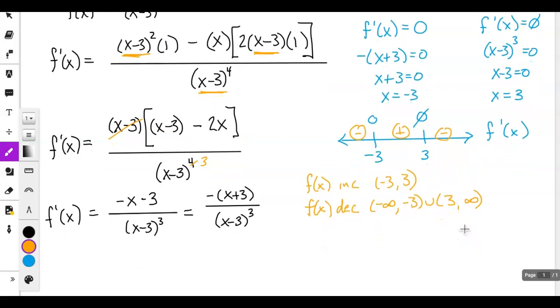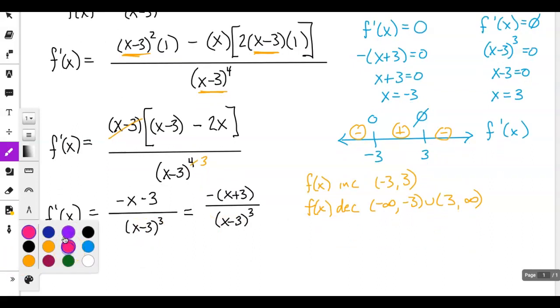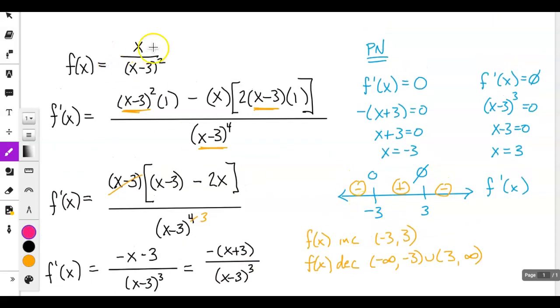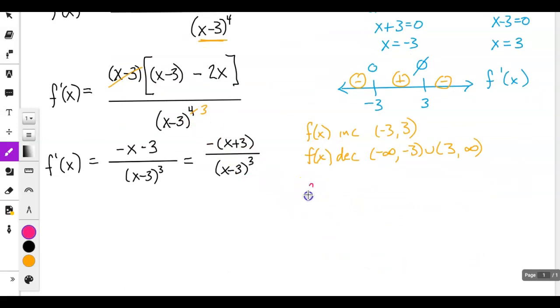Okay, now we've got to go critical values now. This is where things are going to get gross. Both of these are partition numbers. However, if you plug them back into the original, positive 3 is going to make the original undefined. So while x equals 3 and negative 3 are partition numbers, that means they go on our number line, only x equals negative 3 is a critical value.